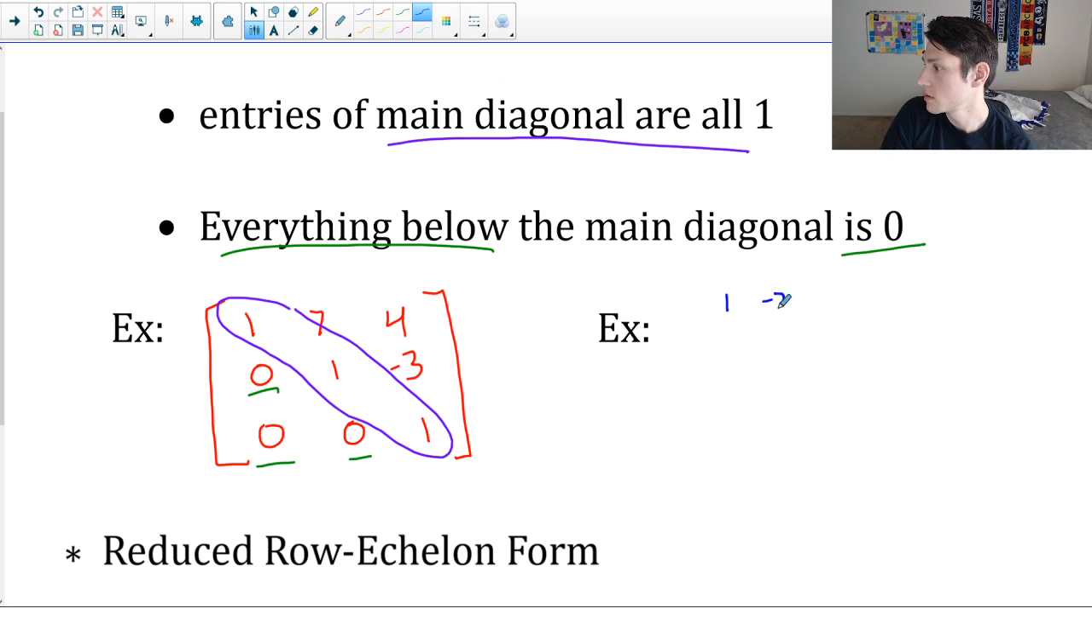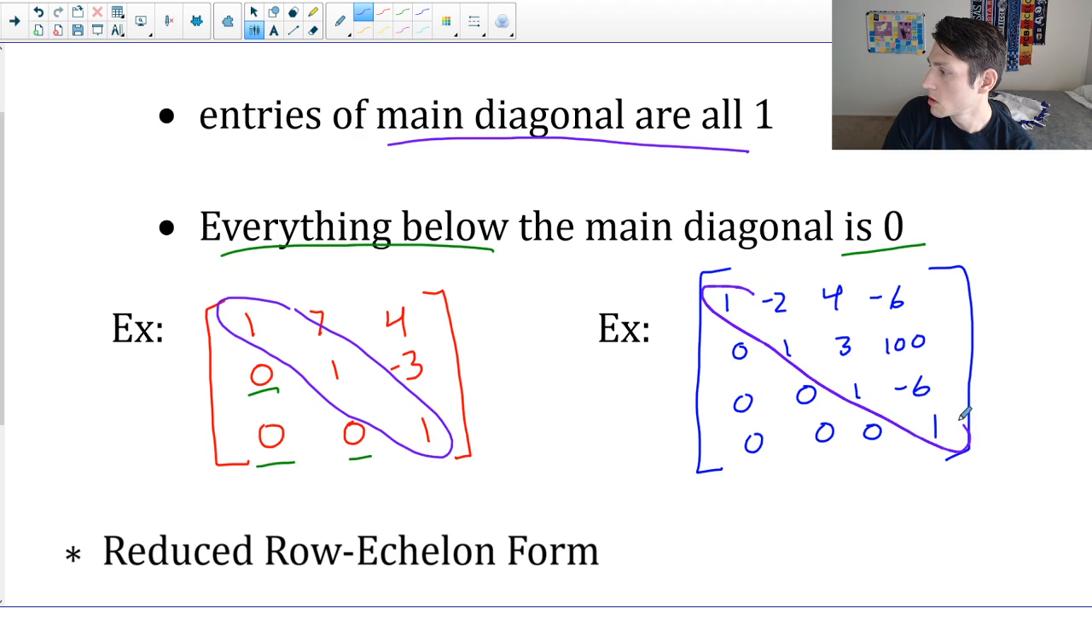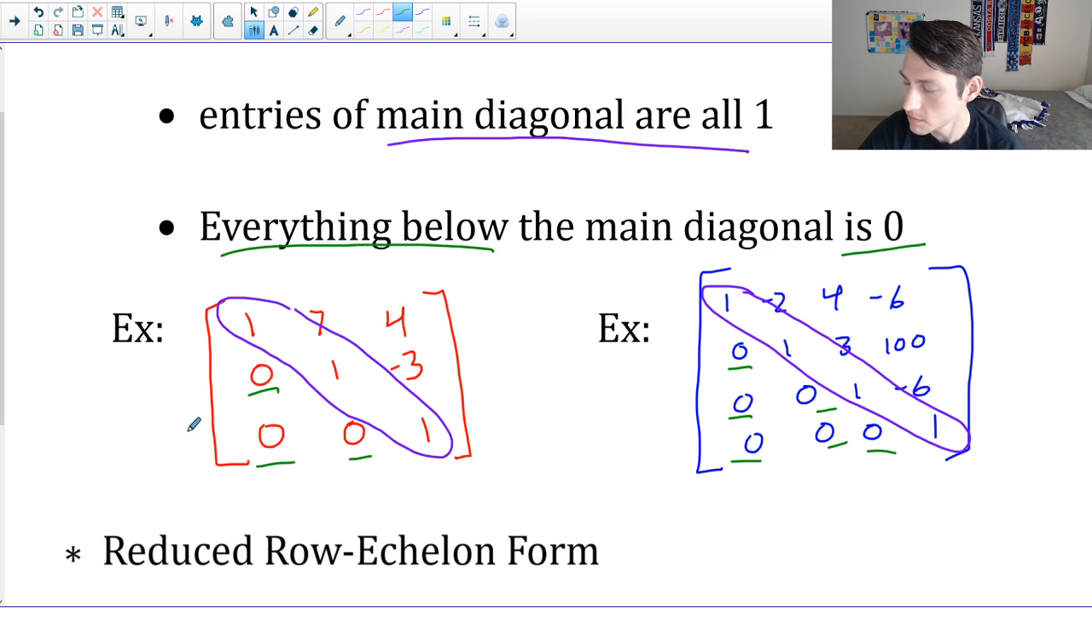Okay, or same thing here. Let's say 1, -2, 4, -6. 0, 1, 3, 100, 0, 0, 1, -6 again, 2, 0, 0, 1. Okay, another random matrix I made up. So same thing, main diagonal, all 1. Everything below it is 0, 0, 0, 0, 0, 0, 0. Okay, so row echelon form.